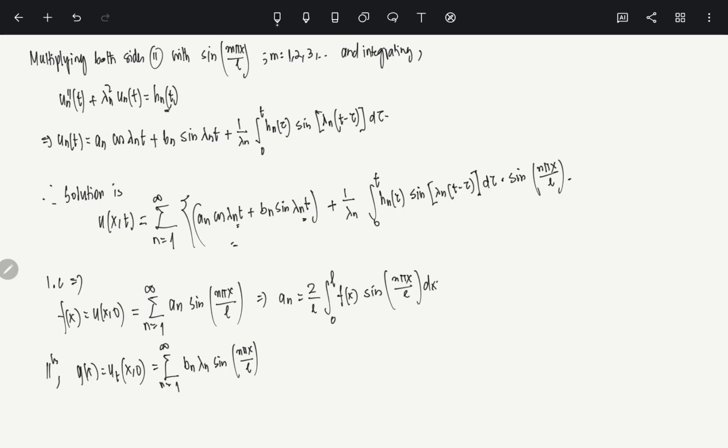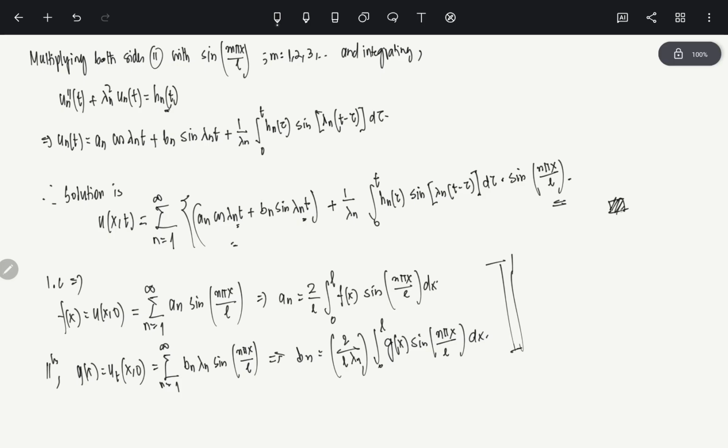If you take the derivative of this, this is what we are going to get, and that is equal to g, right? So that will imply bn is 2 by (L lambda n), the constant, integral 0 to L g of x sine of n pi x by L dx. Is it okay? So this is your solution, and what are an and bn? For an and bn you need to use the initial conditions. Once you use these initial conditions, you get your solution.